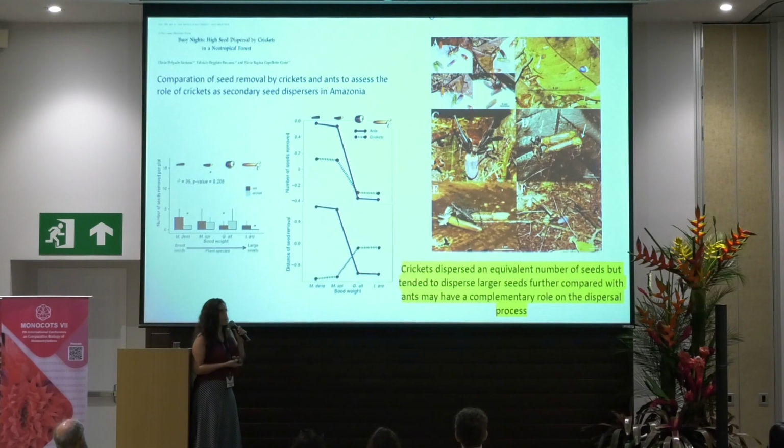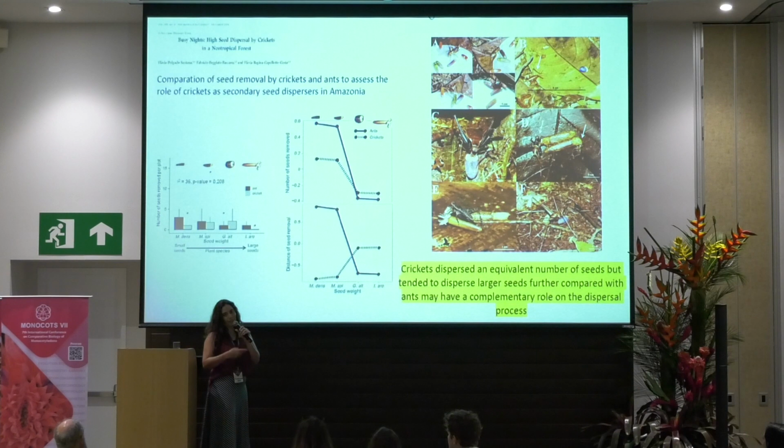And this is one of the new findings that we had. We found a lot of crickets eating arils and dispersing the seeds of Marantaceae species. And we were only able to do that because we were doing seed removal experiments during the night and the day. So what we saw is that these are complementary seed dispersal events. We have ants during the day and we have crickets during the night.